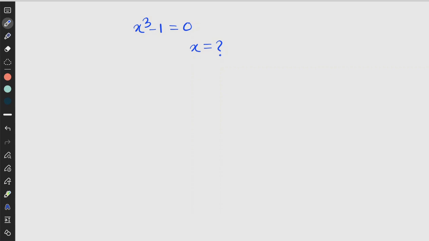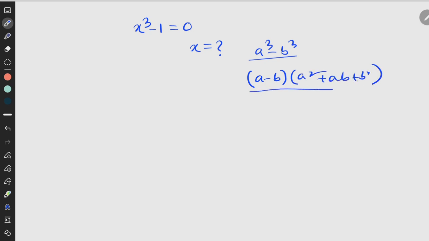First of all, we have to solve this equation using a cube minus b cube. What is the formula? The formula of this a cube minus b cube is (a minus b) into (a square plus ab plus b square). We know that in this formula. Next, solution.